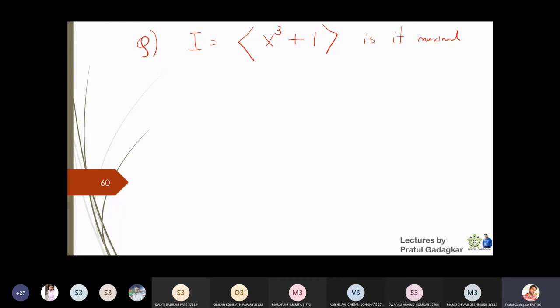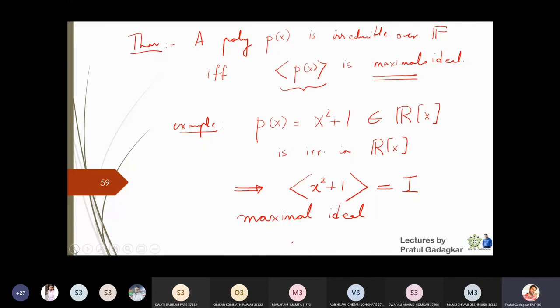So if I take one more example, suppose let me write an ideal I, which is generated by x cube plus 1. Okay, is it maximal in R[x]? This type of question can be easily tackled. So what I have to check is whether this polynomial is irreducible. What is the previous theorem telling me? It is telling me that the ideal generated by p(x) is maximal if and only if the polynomial is irreducible over that set. Just check that.